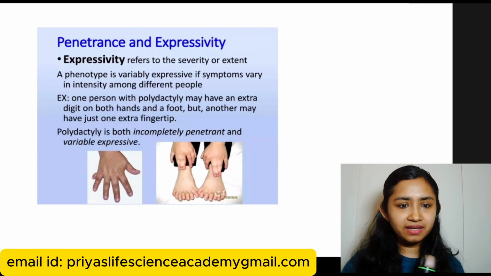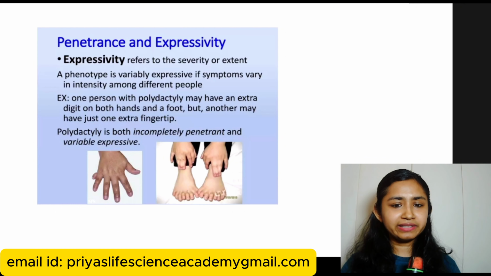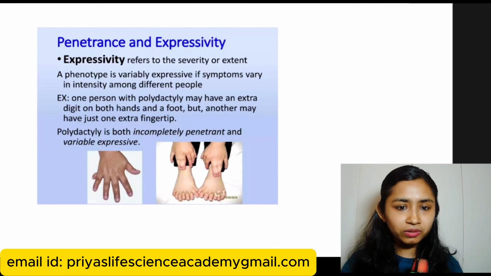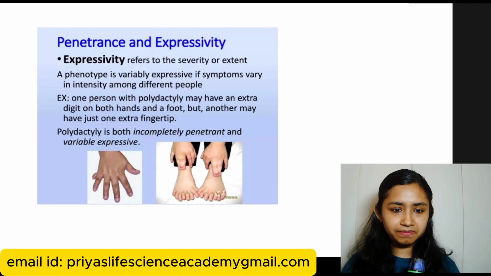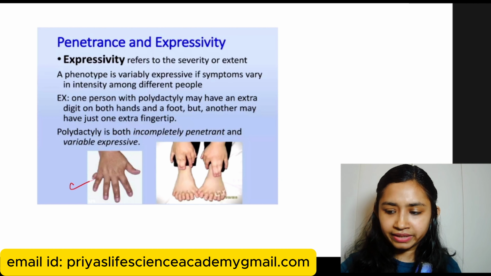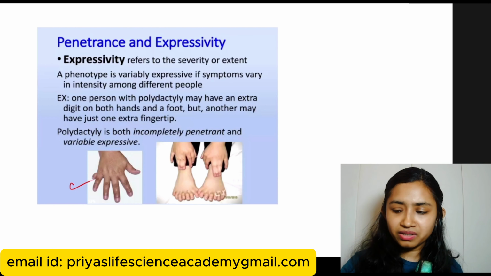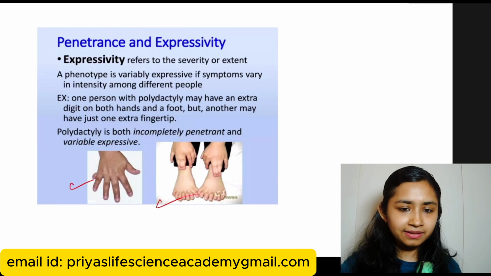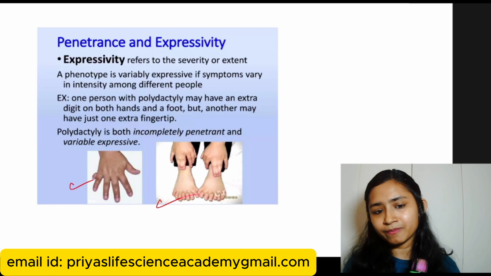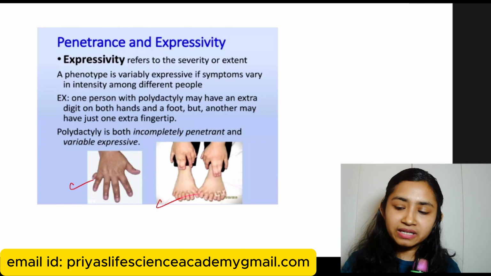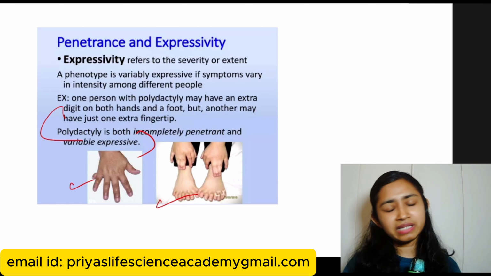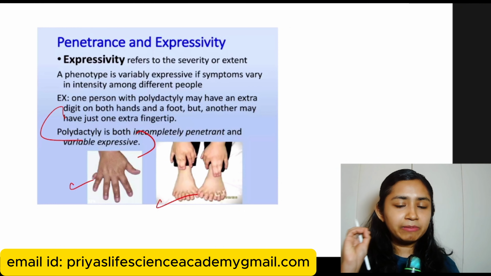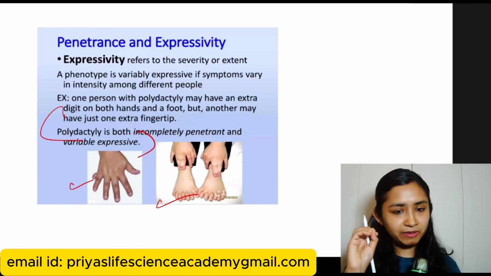Here you can see that one person with polydactyly may have an extra digit on both hands and feet, but another may have just one extra fingertip. Okay, here he has just one fingertip, but the other has the polydactyly feature in both hands and feet. So polydactyly is both an incompletely penetrant and variably expressive character. So polydactyly is the example of incomplete penetrance and variable expressivity.